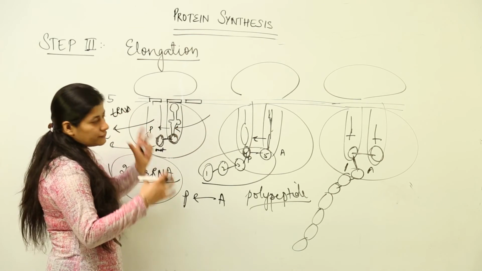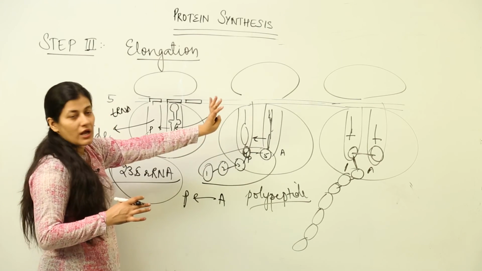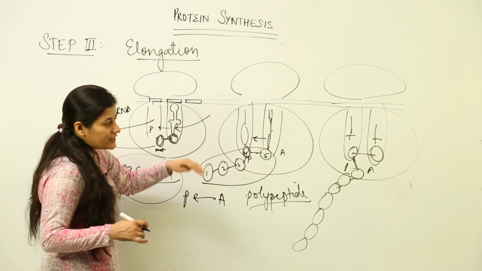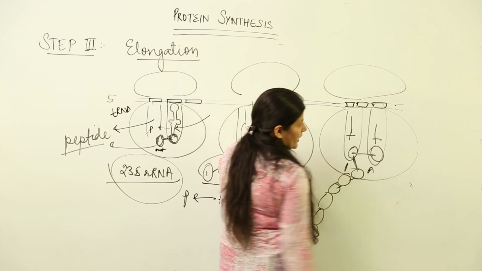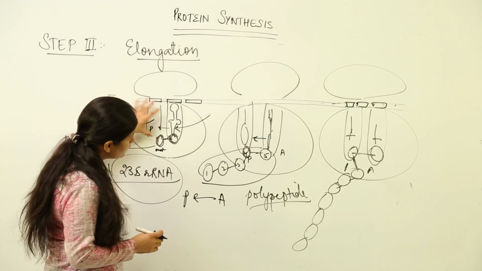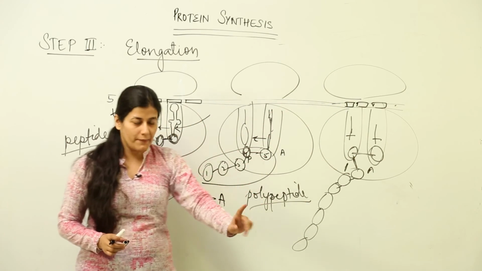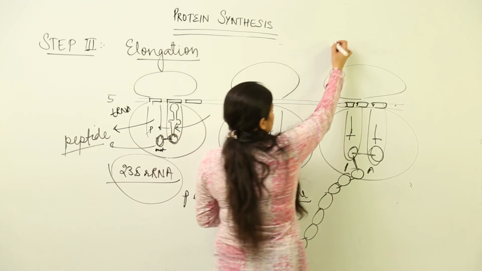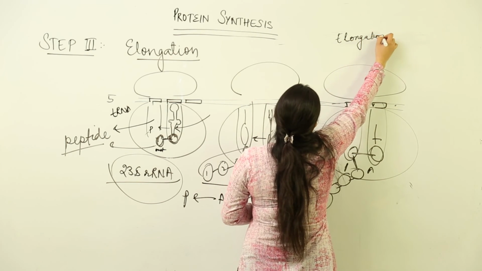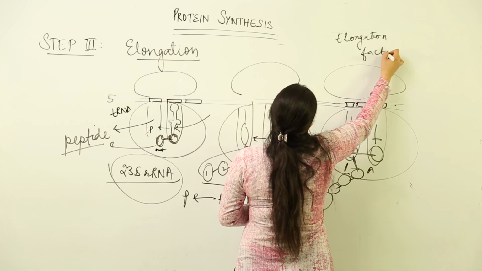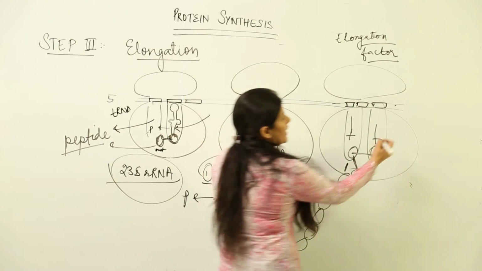You can see colorful diagrams in your textbooks if you want to, but this is the concept of how the polypeptide chain is getting elongated according to the sequence that is present on the mRNA as the ribosome moves on the messenger RNA in the 5' to 3' direction. Okay. When this process is going on, you have to remember that there are many elongation factors which are working and enable this process to be carried out smoothly. Okay, they are known as EFs.